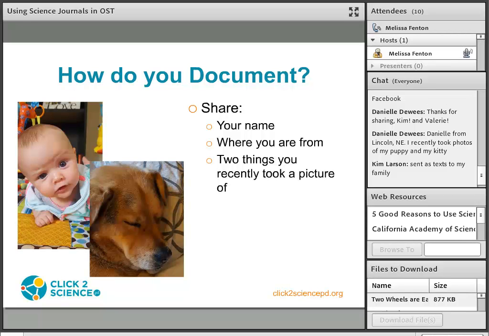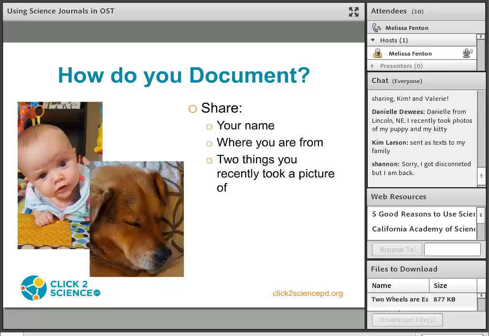So this introductory activity that we just did here virtually as a group was taken from the Click to Science training resource, 2 Wheels Are Better Than One, which is available to download in the Files pod, which is in the bottom right of the screen. So you'll see at the top there's a document titled 2 Wheels Are Easier Than One Training Guide. So feel free to download that training resource if you would like to do an activity like this and teach your staff about supporting documentation of STEM learning.